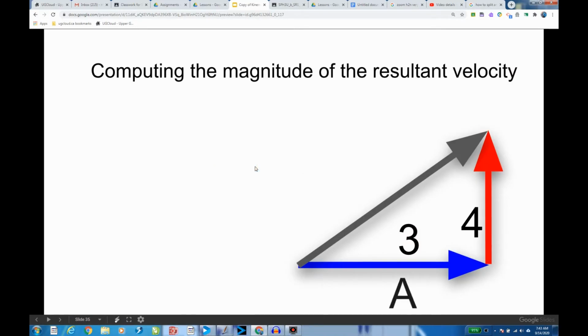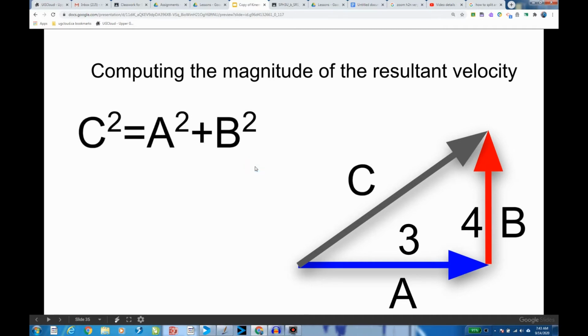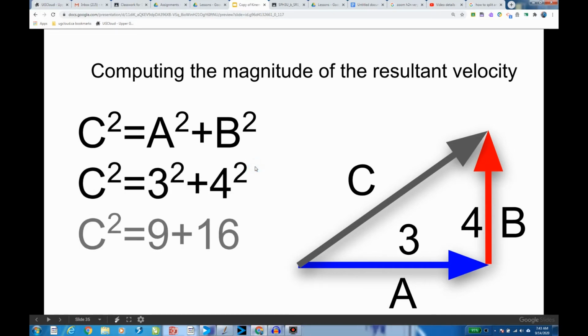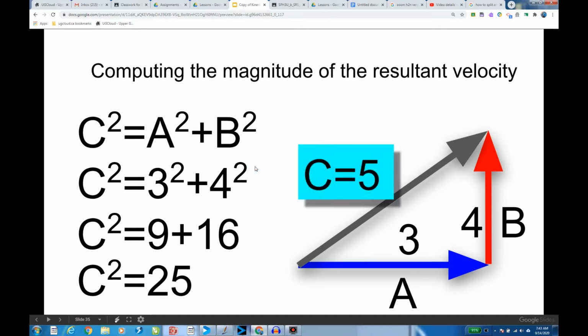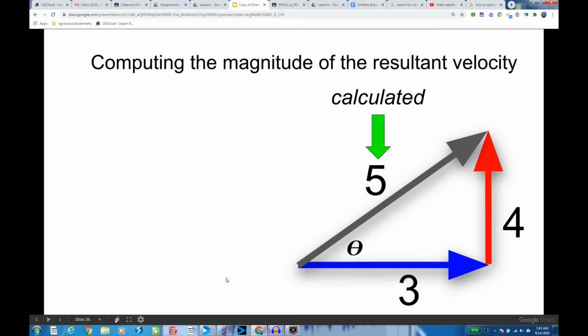We calculate this vector just using good old Pythagoras's theorem. Pop your numbers in and you get your answer. Would I require you to write all these steps out? No. Formula, numbers, answer. You don't have to go in that kind of detail. I'm just doing it to make it clear to you.